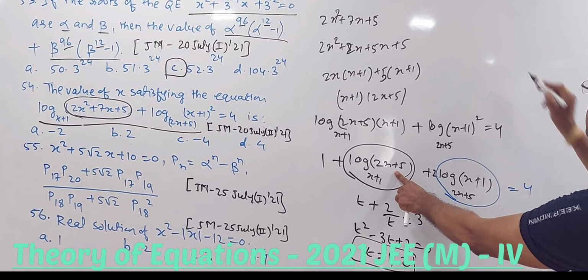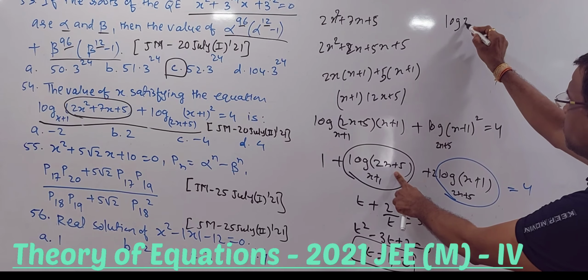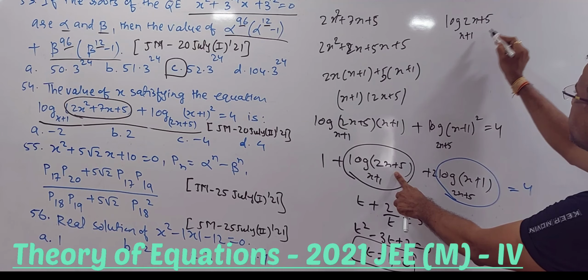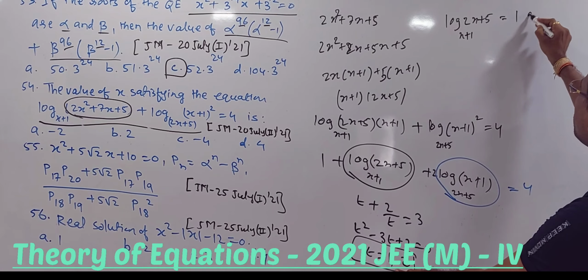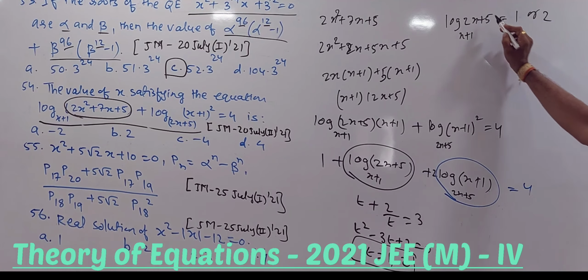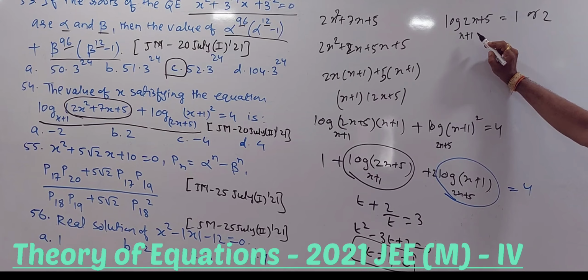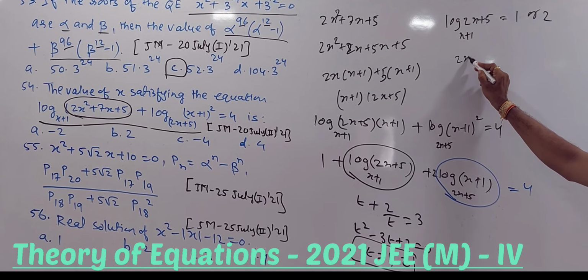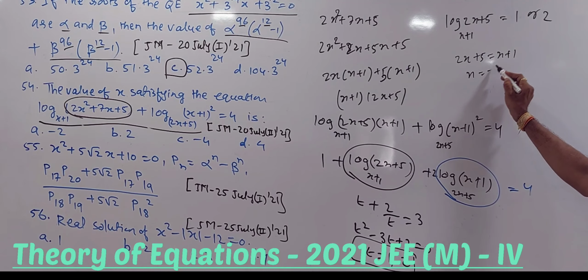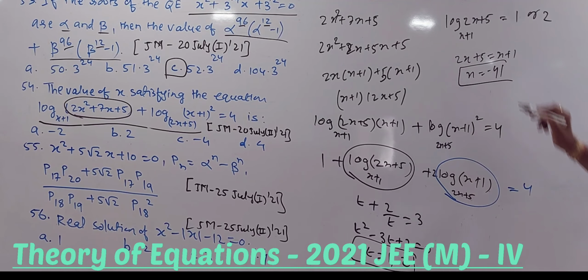So just check out log of 2x plus 5 to the base x plus 1 is equal to 1 or 2. Fine. So it is 1 only when base and body is same. So it gives me 2x plus 5 is equal to x plus 1. So that gives me x is equal to minus 4.